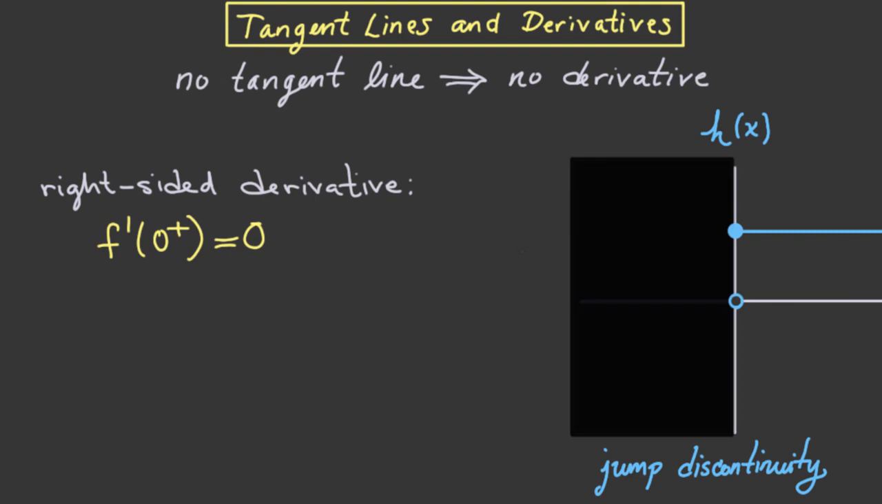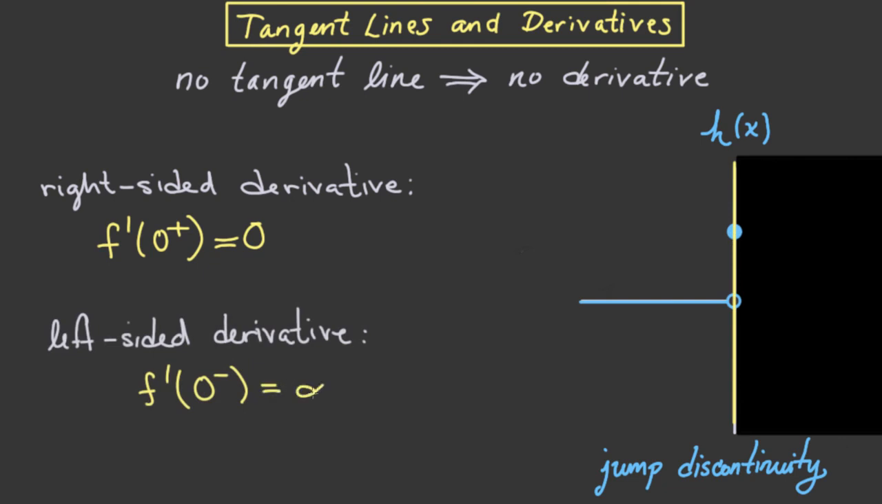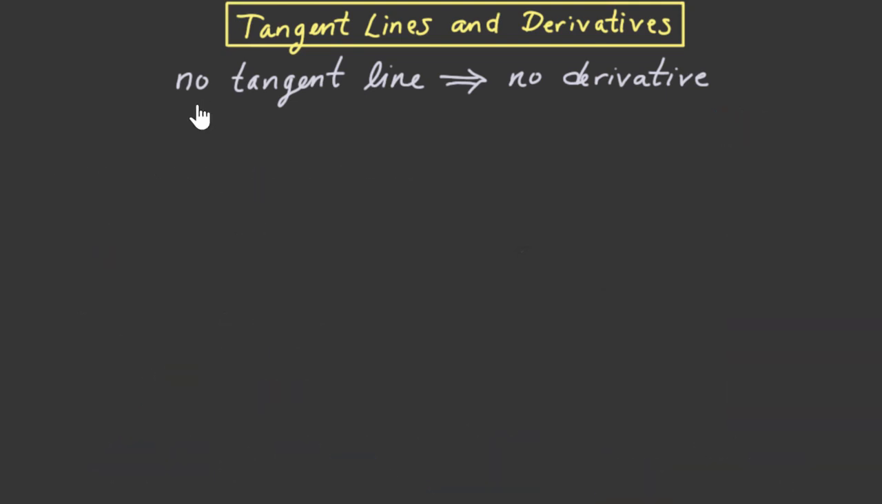However, when we cover the right-hand side of this graph, what we see is that because the function is equal to 0 almost everywhere, except at x equals 0, where the function is equal to 1, the limit of secant lines from the left approaches a vertical line. So the left-sided derivative is infinite. So once again, the right and left limits do not agree, and so there is no derivative at x equals 0. So these were two cases where the tangent line did not exist at a point, and so the derivative did not exist at that point.